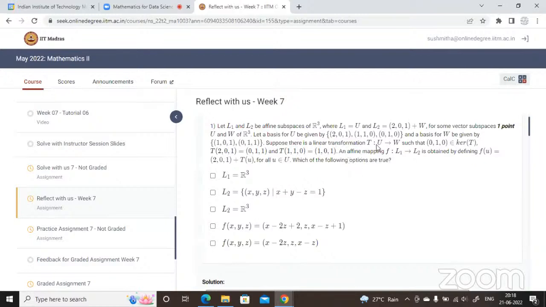You know the entire linear transformation if you know it on a basis, right? If you know T on a basis of U, then you know the entire linear transformation. Ma'am, this means we can derive the expression of this transformation from T(2,0,1) and T(1,1,0), treating them as basis. No, the basis is given here. It's a 3-dimensional space. There is no basis for a transformation.